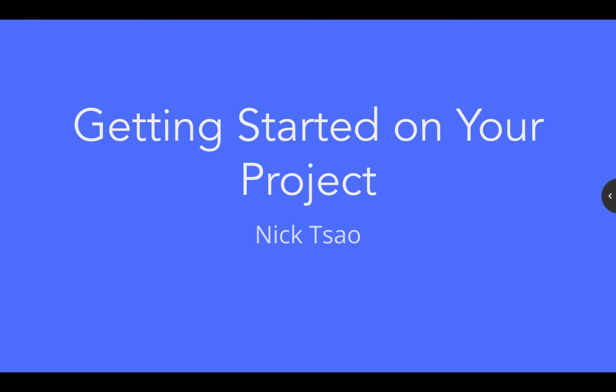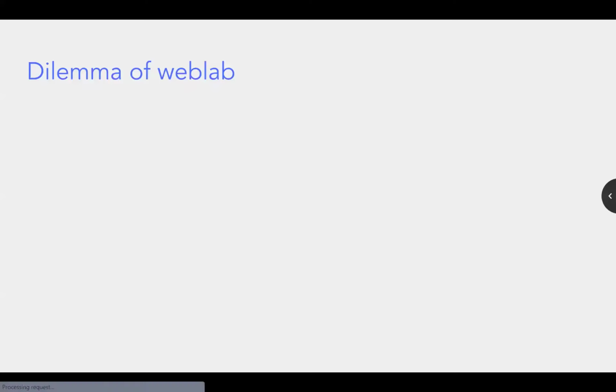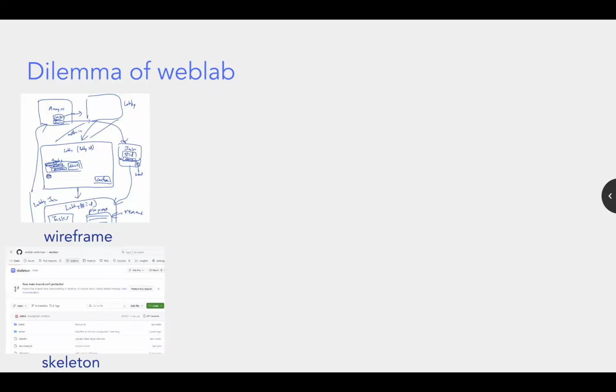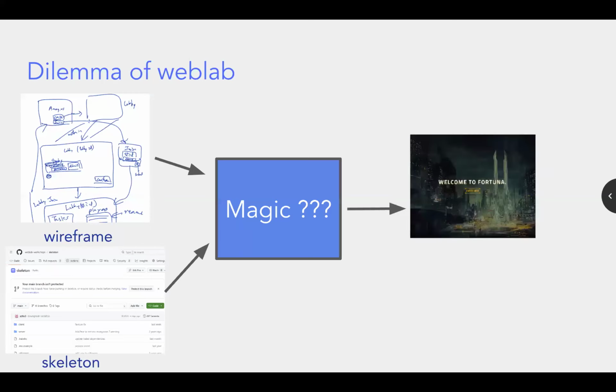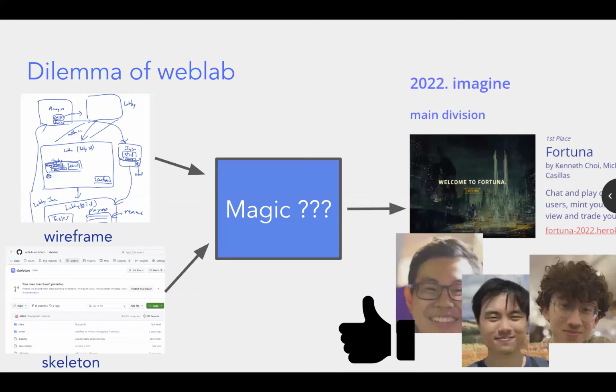And I'll be talking a little bit about how to get started on your project. This is a topic that a lot of people have asked staff questions about, so I'd just give a little bit of extra tips and info. So the fundamental dilemma of WebLab is you have your wireframe, you have the WebLab skeleton, and then you do something in between, and then you get something out, and somehow you win. But we're just gonna try to explain a little bit about what this kind of magic step in the middle is and how to get started.